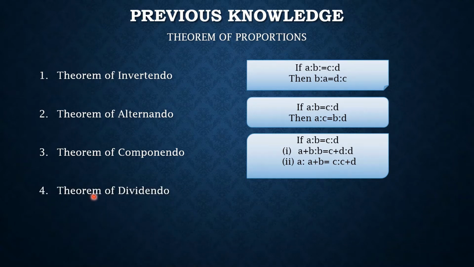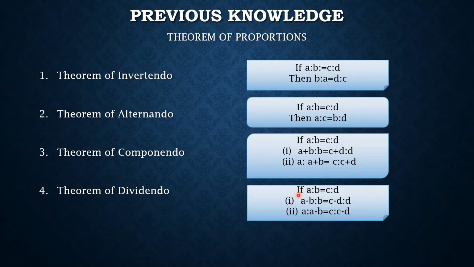Now the fourth theorem, which is the theorem of dividendo, states that if A ratio B equals C ratio D, then this equals A minus B ratio B equals C minus D ratio D. And the second form is, if A ratio B equals C ratio D, we can write this as A ratio A minus B equals C ratio C minus D.